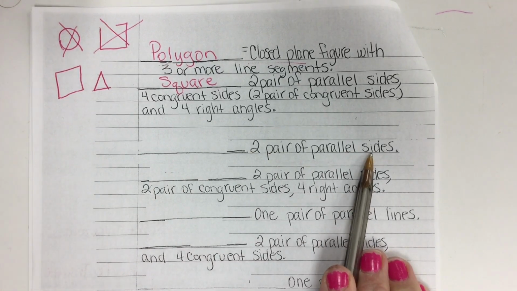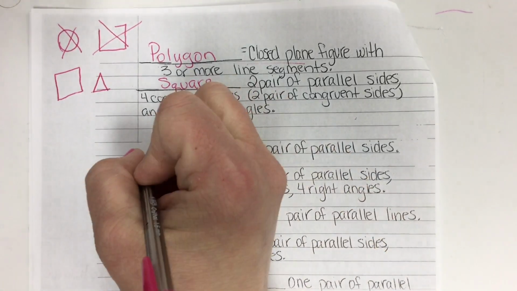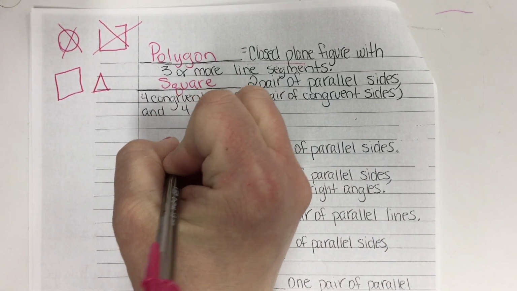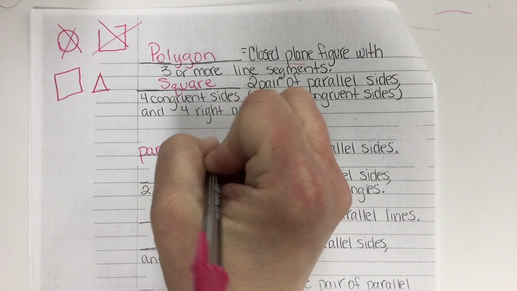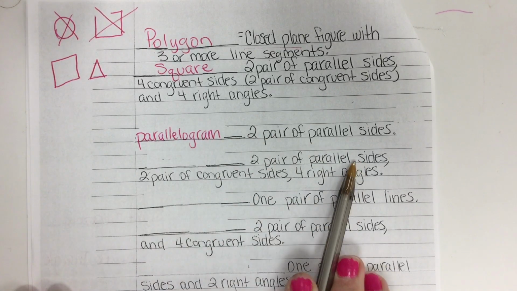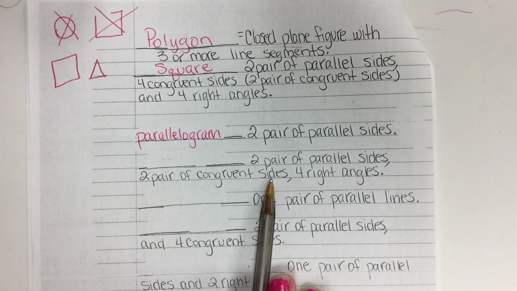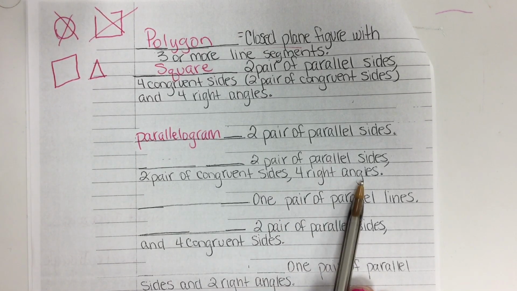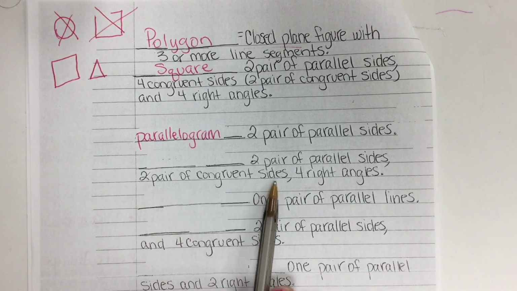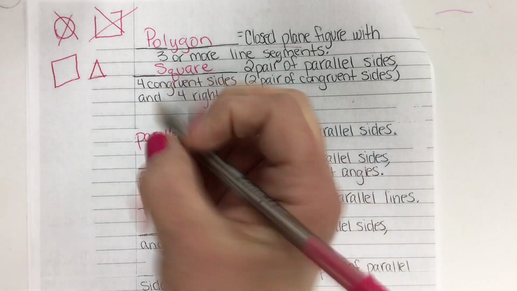All right, two pair of parallel sides. Now, when I said two pair of parallel sides, I didn't add it because I didn't want to confuse you, but it also has opposite sides congruent or two pair of congruent sides. Okay, it's a parallelogram. Two pair of parallel sides, so that means it's a parallelogram. Two pair of congruent sides, that means opposite sides are congruent. Four right angles. Okay, this has two pair of congruent sides and four right angles, and because it doesn't say four congruent sides, that means this one's the rectangle.